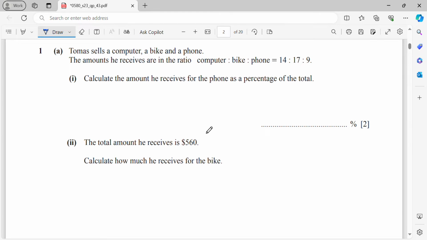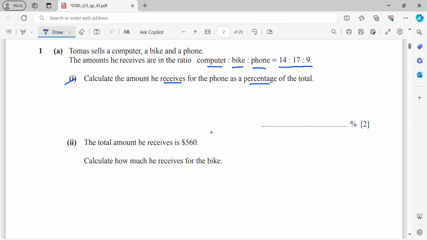Question number 1A. Thomas sells a computer, a bike, and a phone. The amounts he receives are in the ratio computer to bike to phone is 14 to 17 to 9. First part, calculate the amount he receives for the phone as a percentage of the total.